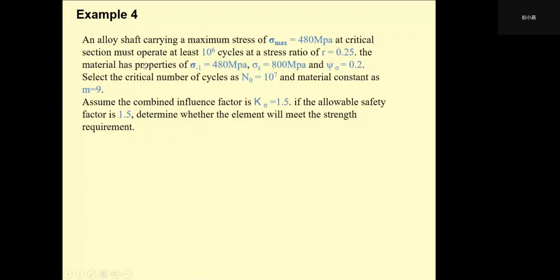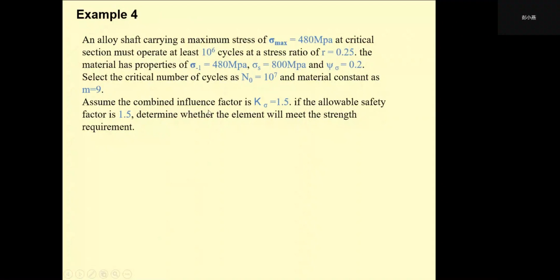And the material has properties of sigma -1, which is under a stress ratio of -1. Sigma -1 is 480 megapascal, the yield stress is 800, and psi sigma is 0.2. Select the critical number of cycles as N0 as given, and the material constant m is 9.